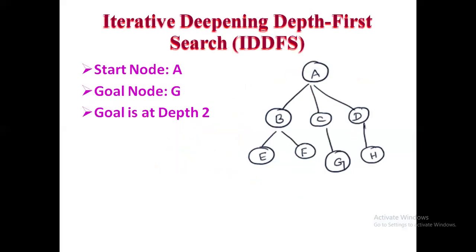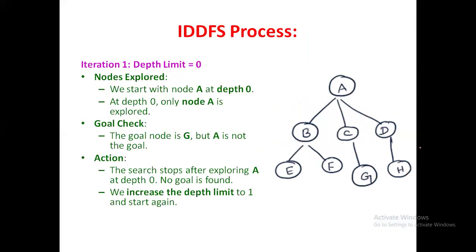In the first iteration, the starting node is A and the goal node we are fixing as G. How many depths are there? This is depth 0, depth 1, and here the depth level is 2. In iteration 1, the depth limit is 0.